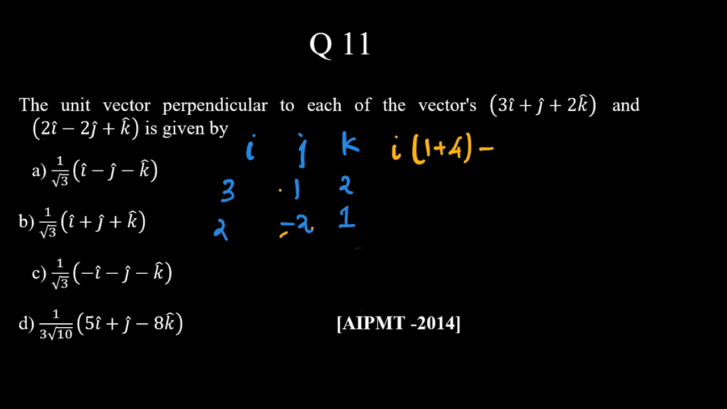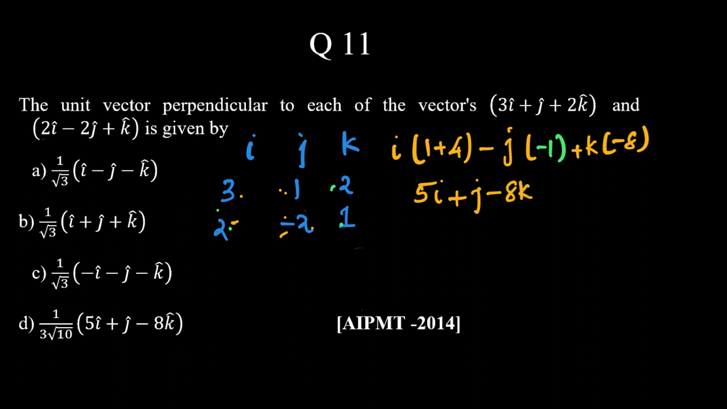1 plus 4 minus j into, so while we do j, we get 3 into 1 is 3, 2 into 2 is 4, so 3 minus 4 is minus 1, right? Plus k into 3 into minus 2 is minus 6, 2 into 1 is 2, minus 6 minus 2 is minus 8. So what we get is 5i plus j minus 8k. This is the vector that we're looking for, and there's only one option with 5i plus j minus 8k. That gives the correct answer. It takes less than 1 minute to do this question.